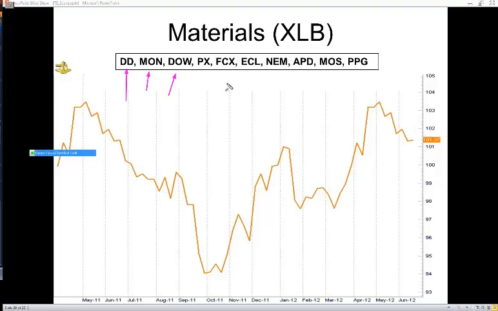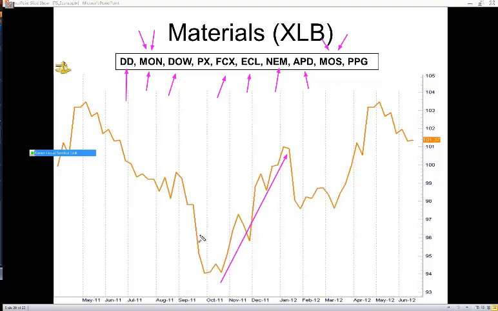Monsanto, Dow Chemical, Freeport-McMoRan. Some of these are in the materials sector in the XLB. I'm giving you the top 10 names that are in XLB. But let's eliminate some of the precious metals miners like Newmont and Freeport-McMoRan. Look at Monsanto, right? And look at Mosaic. Ag stocks. So maybe we could get a little bit of upside.